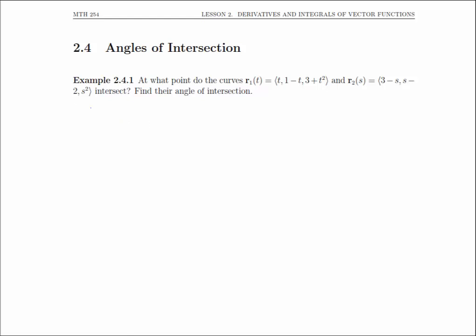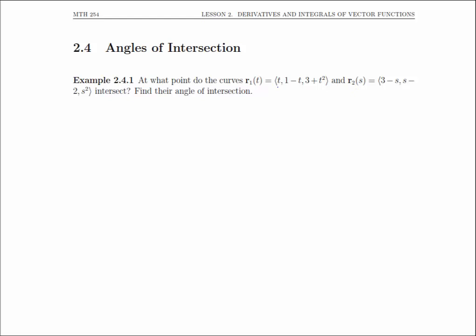So first, if I want to find out if they intersect, and where they intersect, if they do, that means the x values must be the same, the y values must be the same, and the z values must be the same. This is a little annoying that the text format bumped this over to the next line, but hopefully you can see that our y value is s minus 2 on our second space curve.